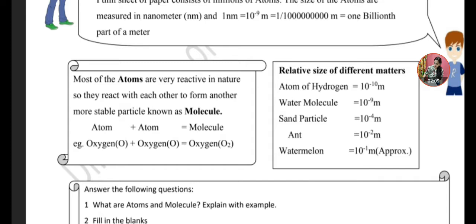And on your right hand side, you can see a table of relative size. Atom of hydrogen is 10 raised to power minus 10 meter. Water molecule is 10 raised to power minus 9 meter. A sand particle is 10 raised to power minus 4 meter. Ant is 10 raised to power minus 2 meter. And watermelon is 10 raised to power minus 1 meter.